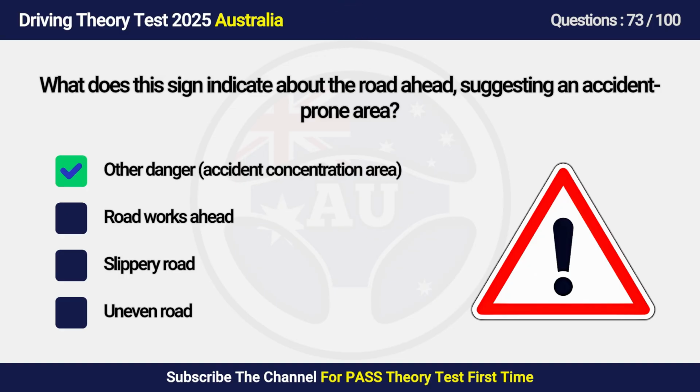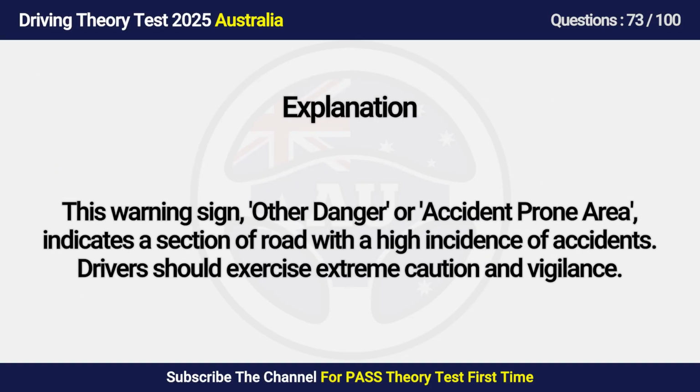Answer is A. Other danger, accident concentration area. This warning sign, other danger or accident-prone area, indicates a section of road with a high incidence of accidents. Drivers should exercise extreme caution and vigilance.